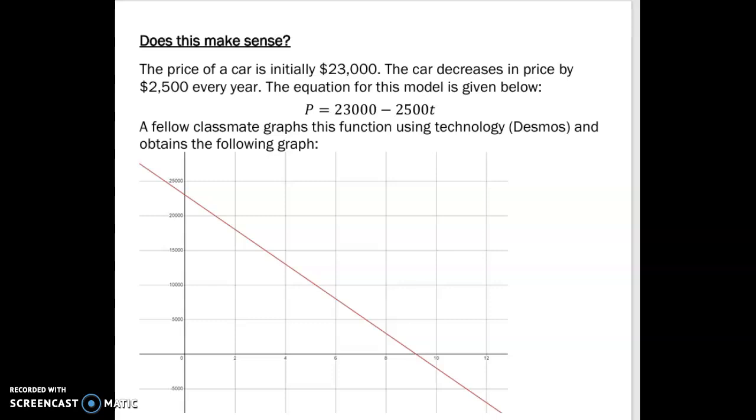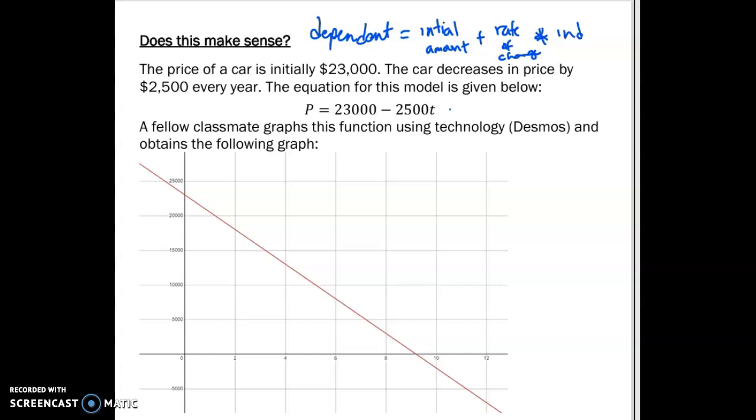So here we have the price of a car. Initial price is $23,000, and it decreases $2,500 each year. So the equation is written right here, and let's talk about this equation. On the formula sheet, we have the dependent variable is equal to the initial amount plus the rate of change, or the slope, times the independent.